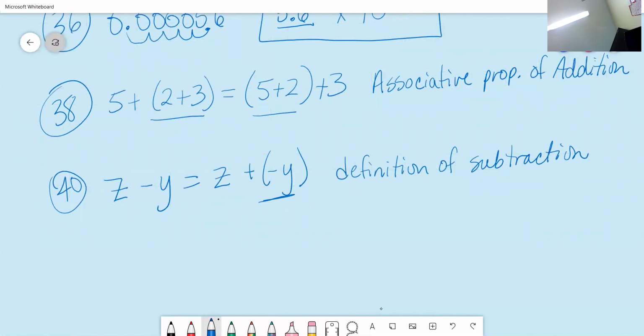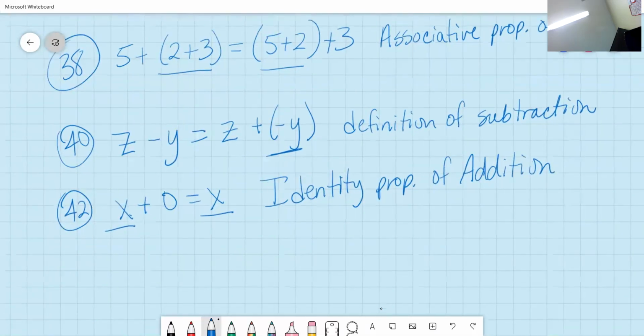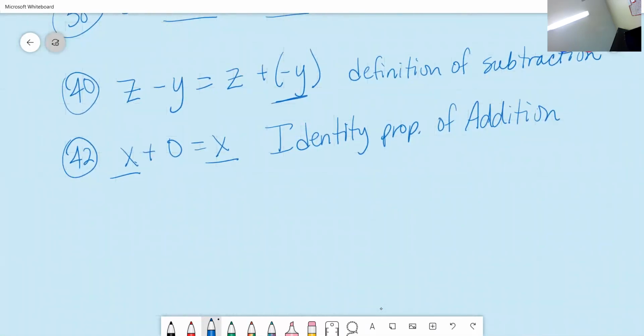By definition, subtraction is simply adding a negative number. Now, number 42, we have x plus 0 equals x. We know this one, right? We're working with addition, so this means that any integer plus 0 equals that integer, so its identity is the same. This is the identity property of addition. Remember, the identity property of multiplication is very different because you multiply any number times 1, not 0, equals that number.